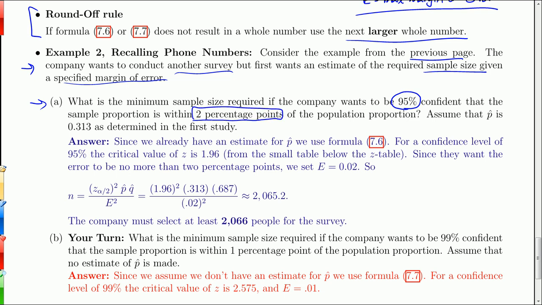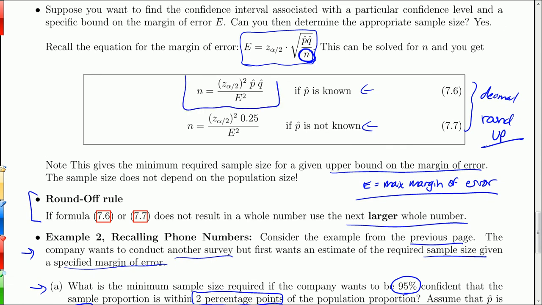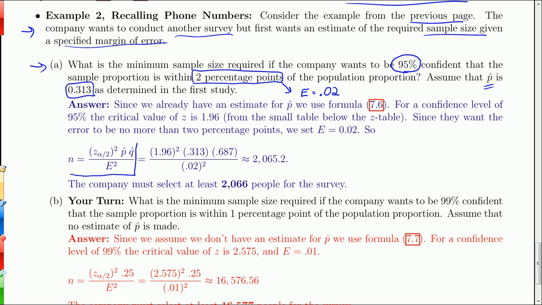of the population proportion? What that means, 2 percentage points, means that E is going to be 0.02. Remember to write a percentage point in decimal. Right? If you write E as 2, your answer is going to be way off. And we will assume that we know p hat from the previous study and set it equal to 0.313. Right? So because I know p hat, I'm going to be using this first formula here. Z sub alpha over 2 squared, p hat q hat over the margin of error squared. So that's right here.